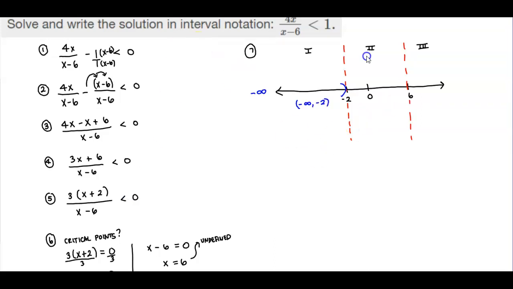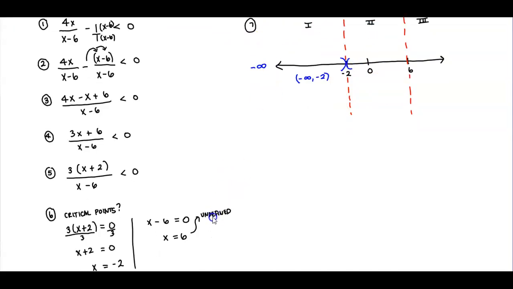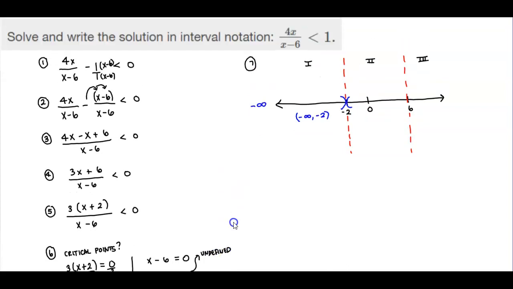And then our region 2 is going to have an interval that has a parenthesis at negative 2. And then we know that 6 is undefined, so it's going to have a parenthesis at 6 as well. So that interval goes from -2 to 6. And then 6 is going to have a parenthesis going in this direction, to positive infinity. So therefore, the third region goes from 6 to positive infinity.